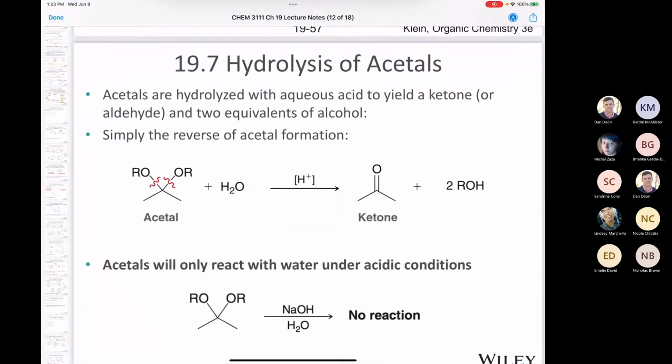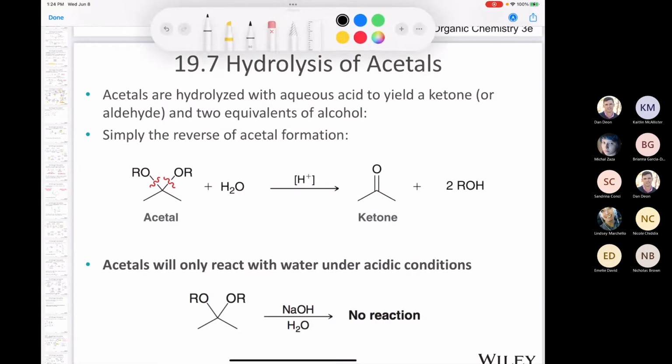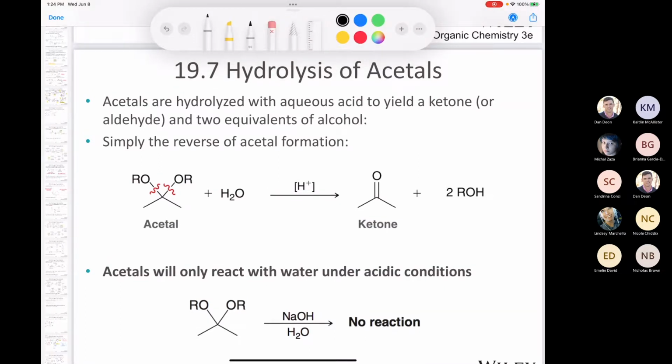Okay, here we are, section 19.7, which deals with the hydrolysis of an acetal. I told you the other day we actually used an acetal as a protecting group. Remember that when we took a ketone, like acetone, and treated it with ethylene glycol, a catalytic amount of acid, and removed water, you can make an acetal this way, a cyclic acetal.